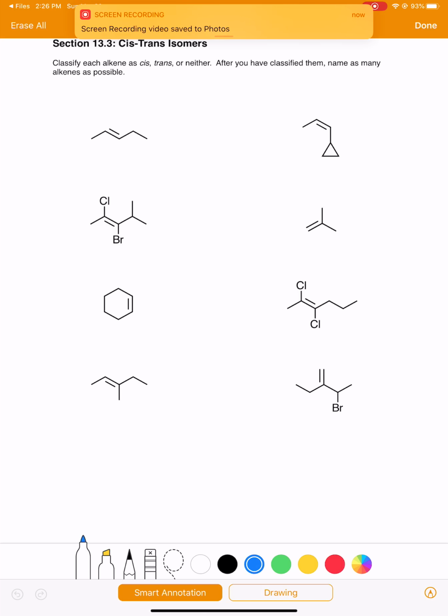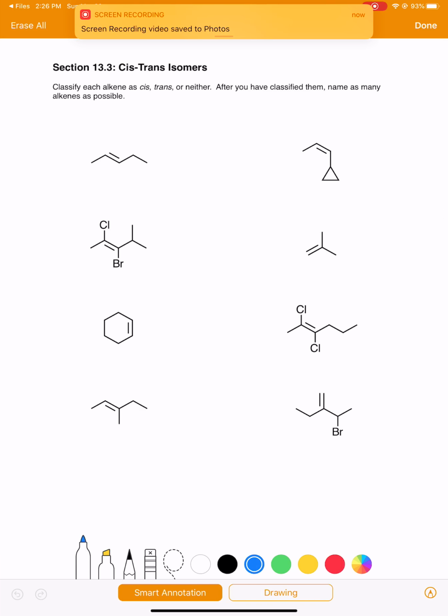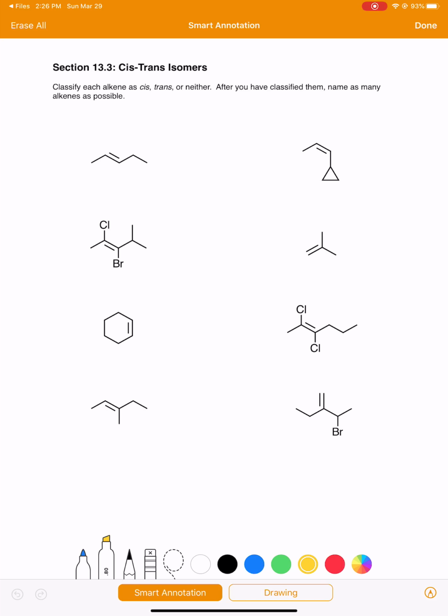So in this worksheet, our job is to classify each alkene as either cis or trans, or, if it's sometimes the case, a molecule that cannot be classified as cis or trans. When we are doing this, we're going to start by focusing on the double bond, and let's draw a line all the way across the double bond so that we can identify the sides of the double bond.